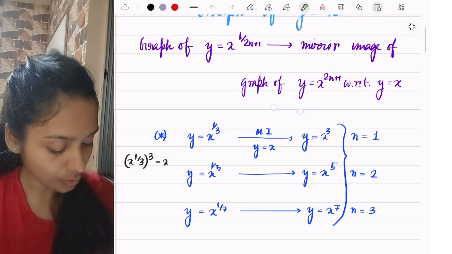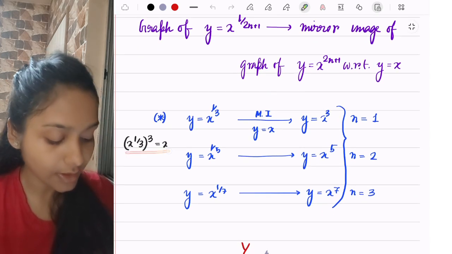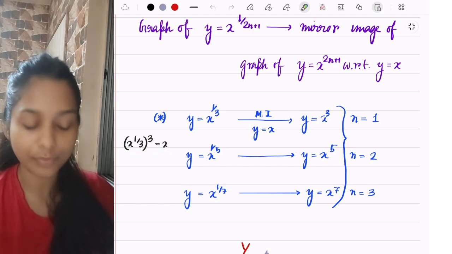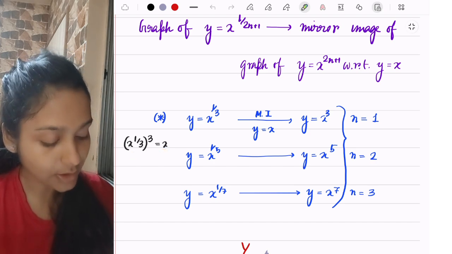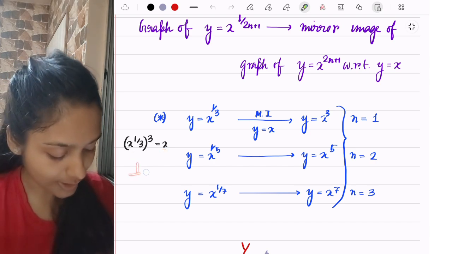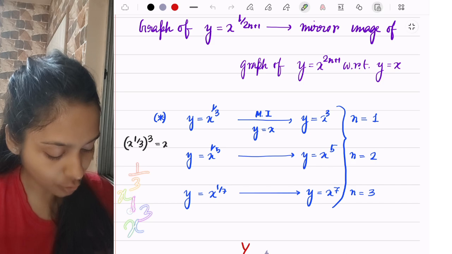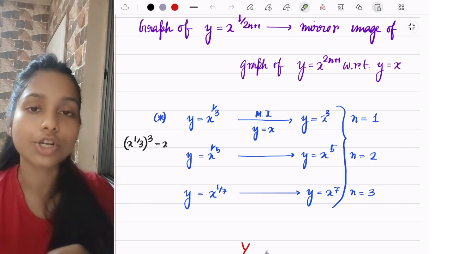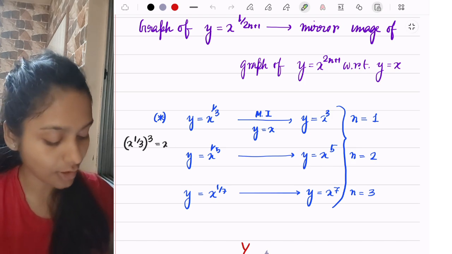Now from here we can see that if we take x power 1 by 3 and then put the cube, we get the original x back. So this is actually the composition of two functions. One is the x power 1 by 3 function, and another one is x power cube. If we try to find the composite function of these two functions, we get the original x. That means these two functions are the inverse of one another.